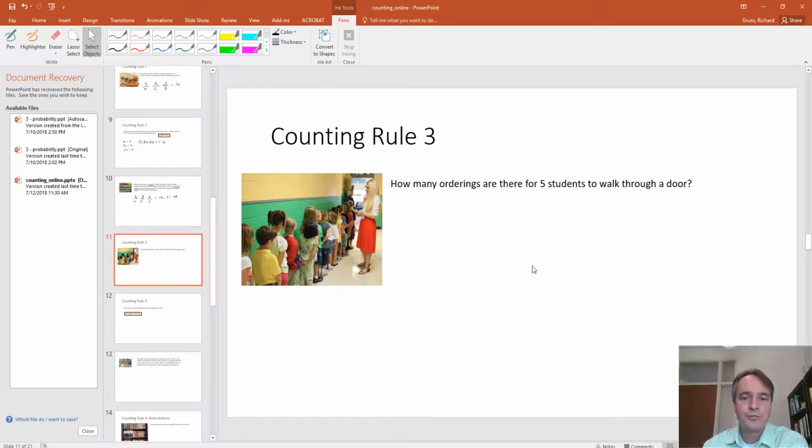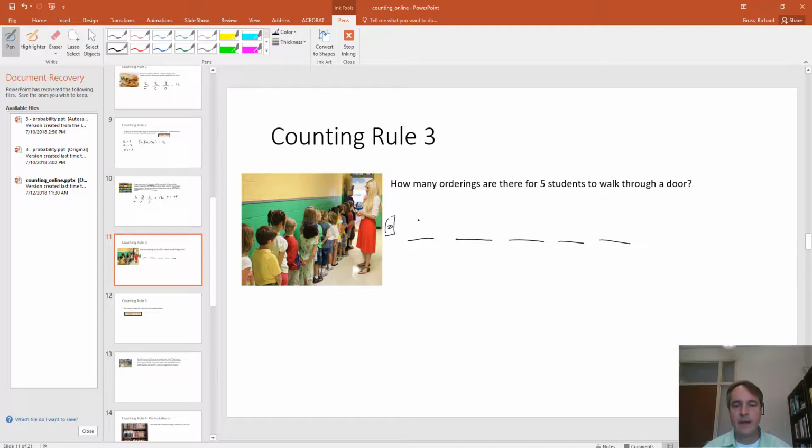Okay, so counting rule 3 gives us a way to calculate how many different ways we can rearrange something. So in this example, how many orderings are there for 5 students to walk through a door? And once again, if we use our old technique of thinking about each of these positions going through the door as blanks on the floor where we're putting students in. We can say, okay, well, from this group of 5 students, we can pick one to go in this first position. So let's say the door is right here.